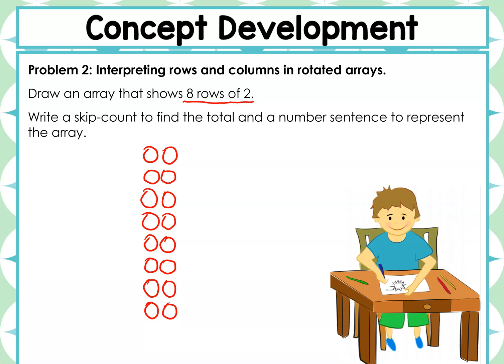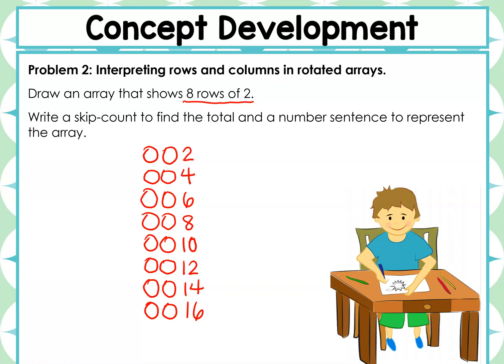Okay, so now we have 8 rows of 2. So let's go ahead and write a skip count to find our total. For this array, I would be skip counting by 2. So let's go ahead and do that together. 2, 4, 6, 8, 10, 12, 14, 16. So my total would be 16.